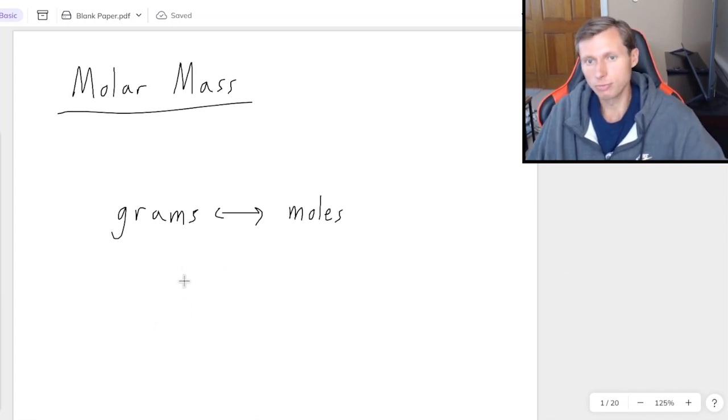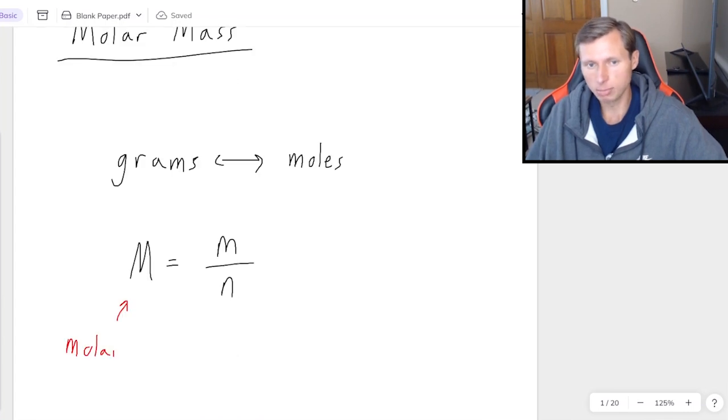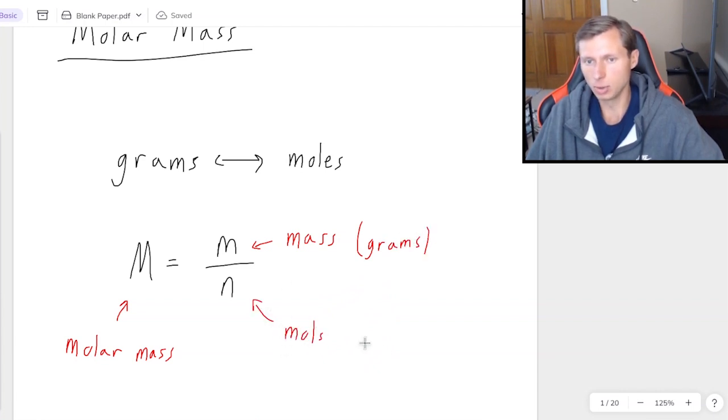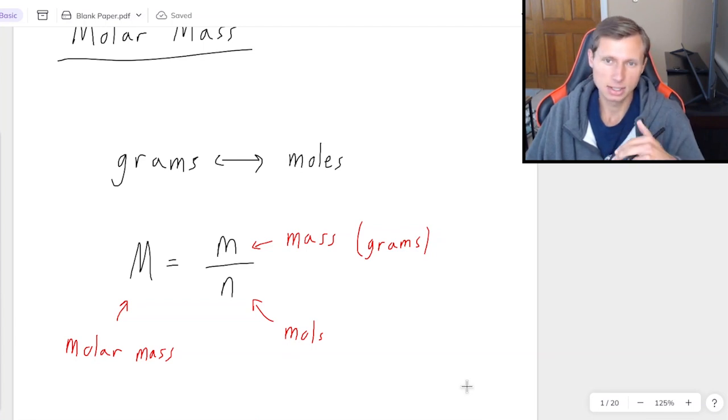mass, which the formula for molar mass in general is capital M equals little m over n, where M is your molar mass, little m is your regular mass in grams, and then n is your number of moles. The abbreviation for moles is mol. You just take out the E and you have mol.